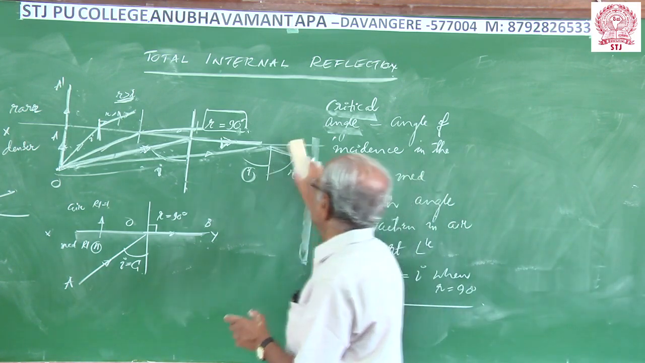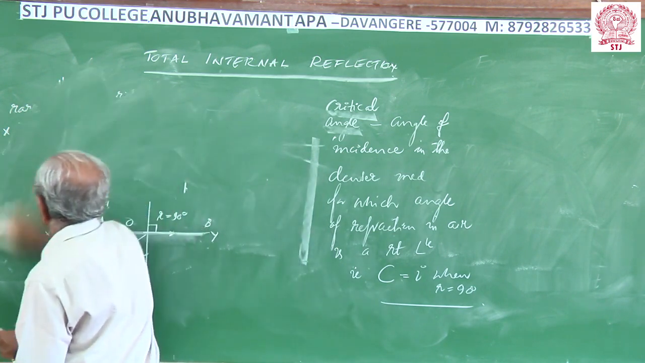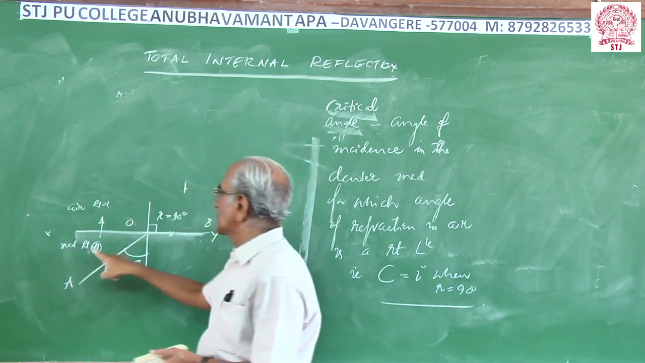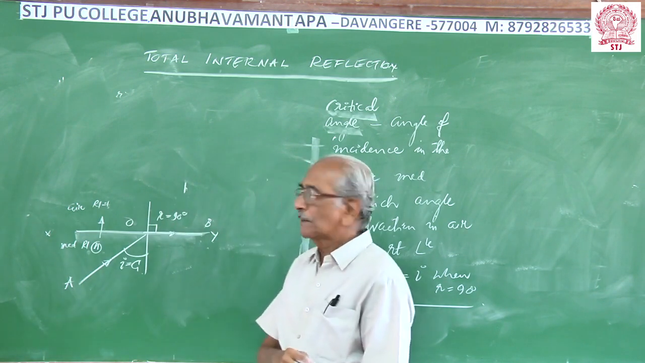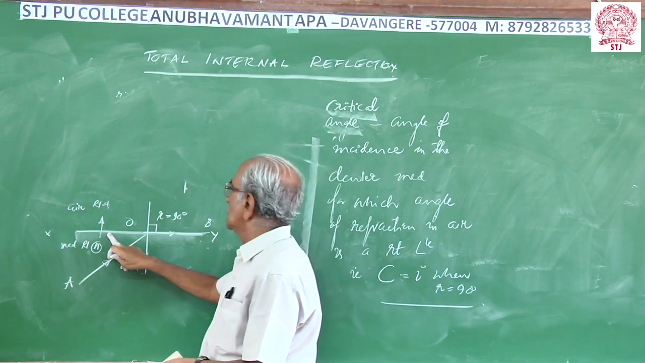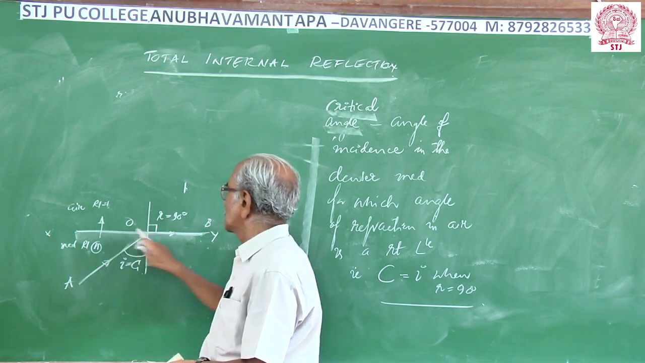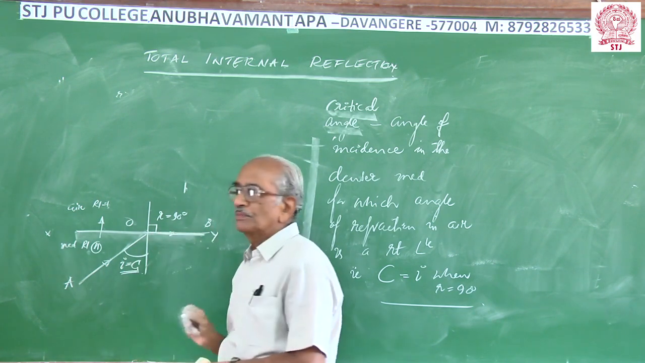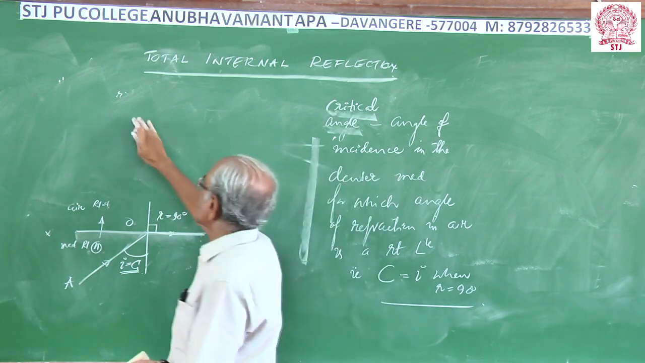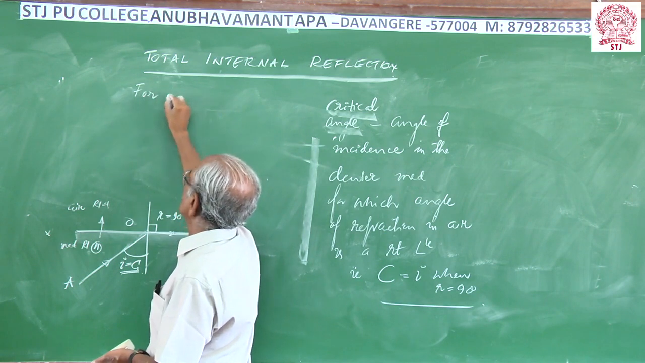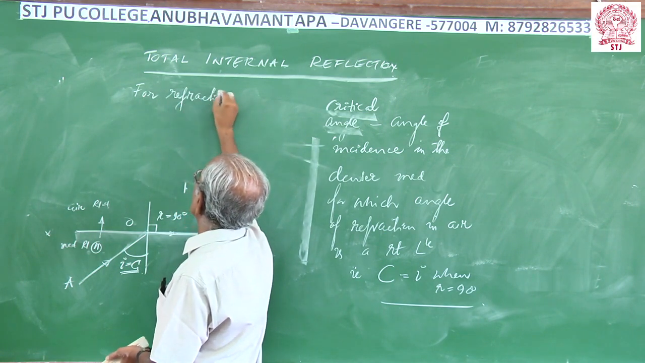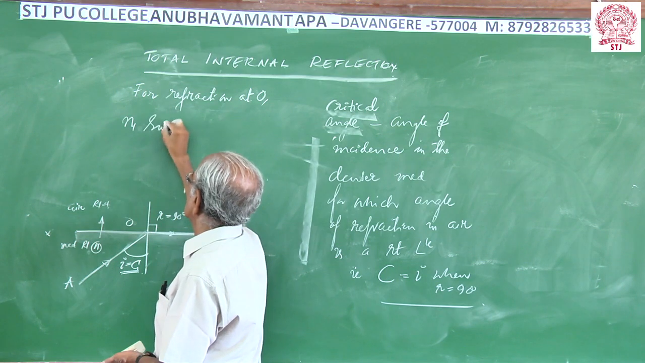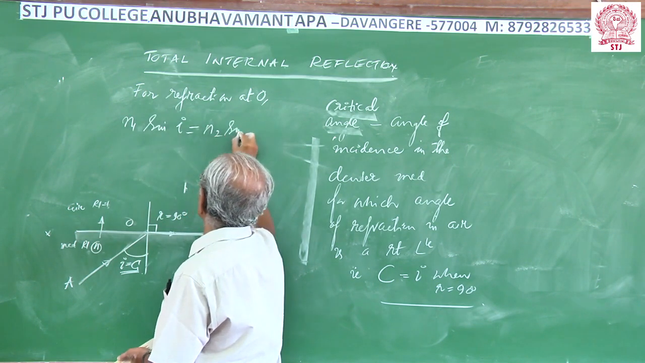Now consider this figure. Light going from a denser medium, see, into here, such that it makes an angle of incidence at the surface of separation equal to the critical angle, so that the ray travels along the surface, it grazes the surface. Now for refraction, L1 sin I is equal to L2 sin R. This is nothing but Snell's law.